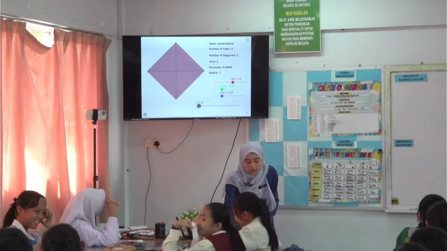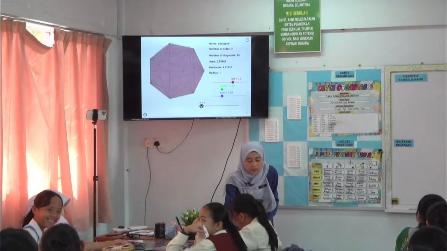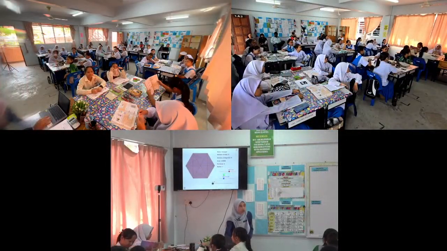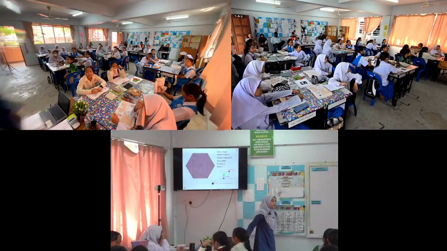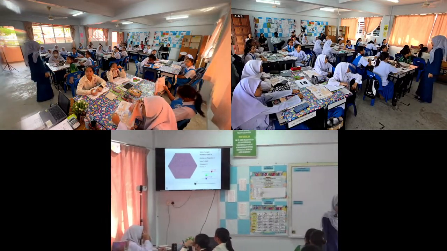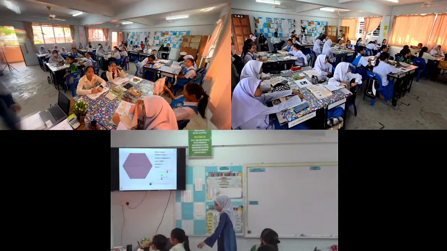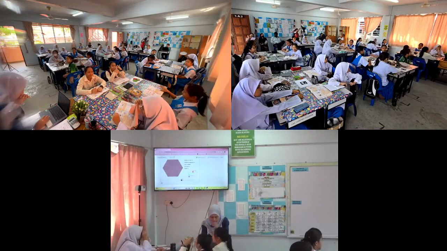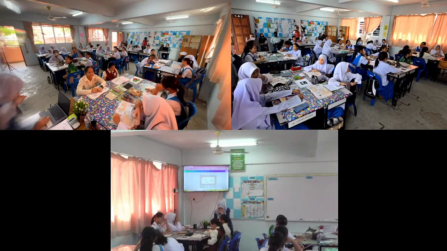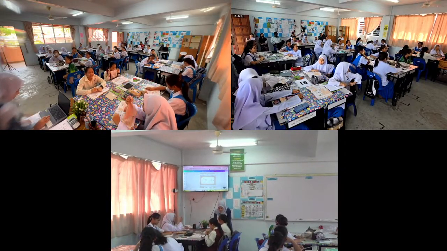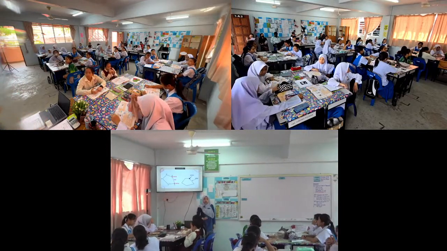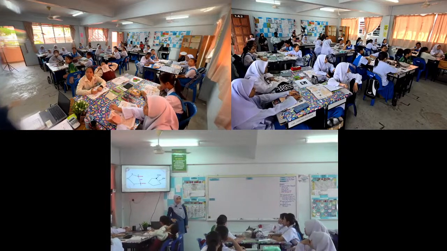So let me put a bigger number of sides. If I put the number of sides as 6, how about the vertices? Equal or different? Equal with the sides. Alright. Okay, so you already know the vertex and the side.